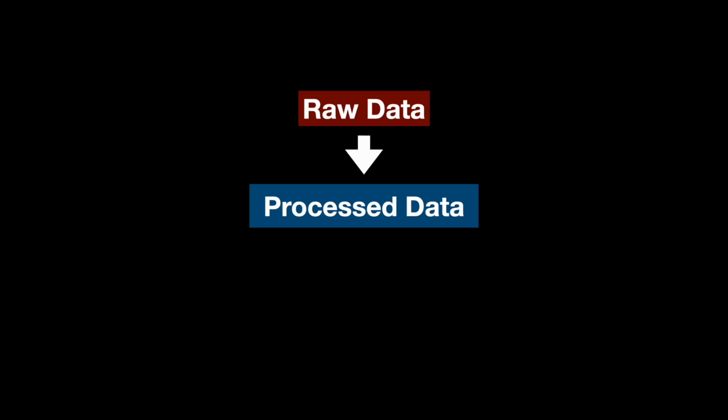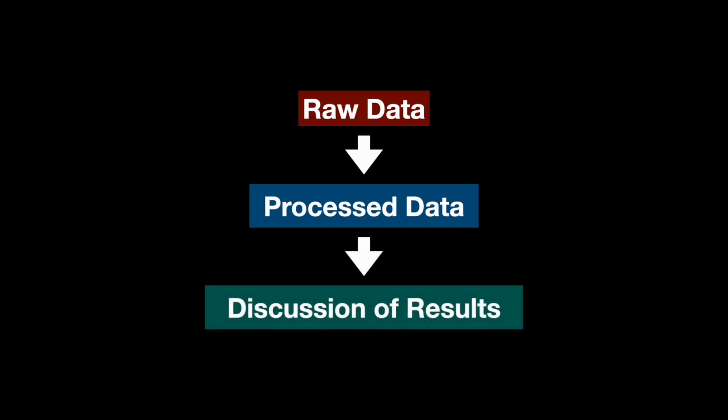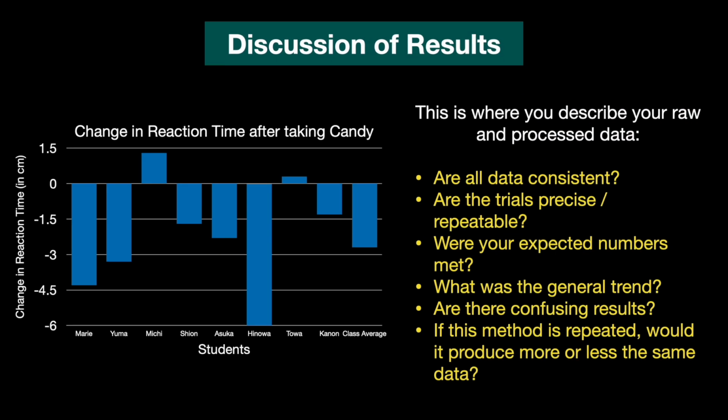It's very important, for Criterion C, that you turn your raw data into processed data. But the other part of it is writing, writing what you saw. So here you may have chosen the correct graph, you may have labeled all the parts of it, but then you are going to describe it. Some guide questions that you can use are the following. Are all the data consistent? Are all the trials precise or repeatable? Were your expected numbers met? Was there a general trend? Are there confusing results? If the method is repeated, do we expect the same numbers to come out?